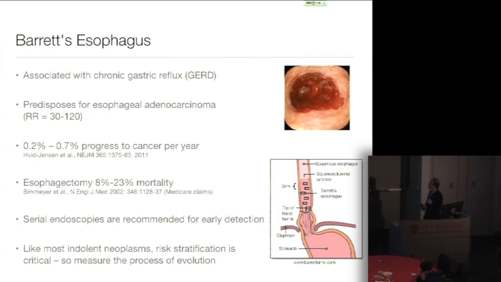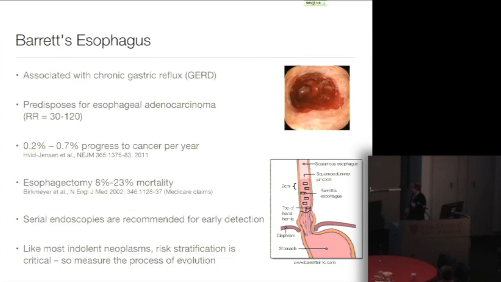It's interesting for cancer because this condition of Barrett's esophagus predisposes for esophageal adenocarcinoma with a relative risk of somewhere between 30 to 120 compared to people who don't have Barrett's esophagus. So that looks scary, but it's not quite so scary because they've actually looked at how often people progress to the cancer. It's less than 1% per year. So most of the people with Barrett's esophagus will never progress to esophageal adenocarcinoma and will die of some other cause eventually.